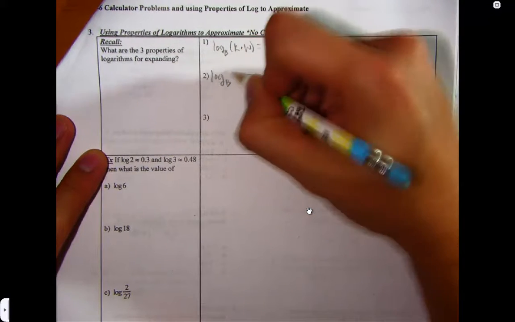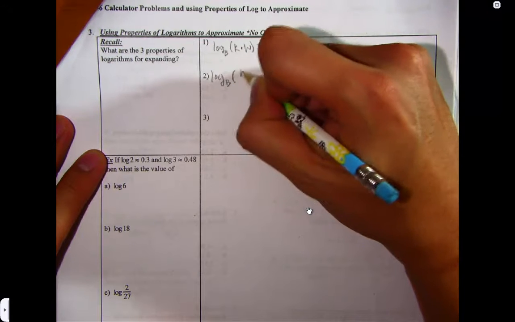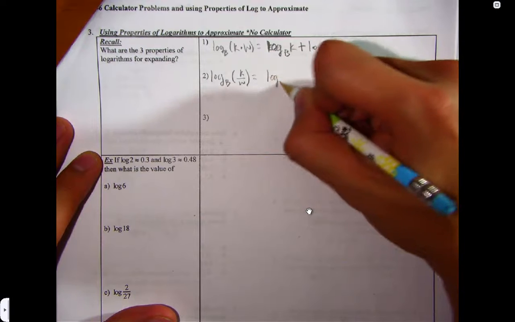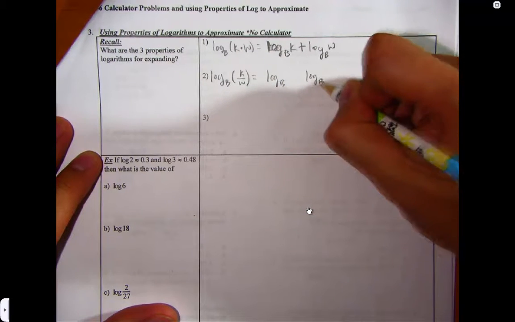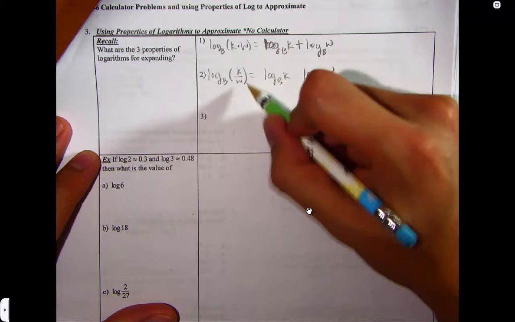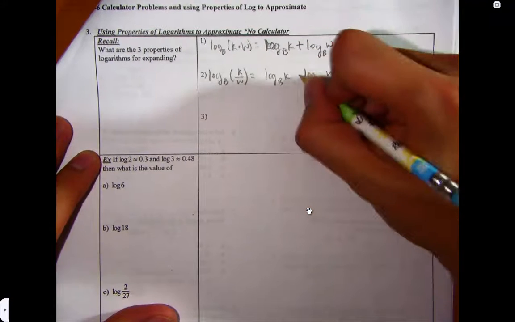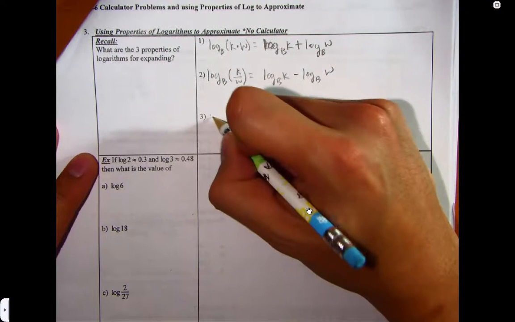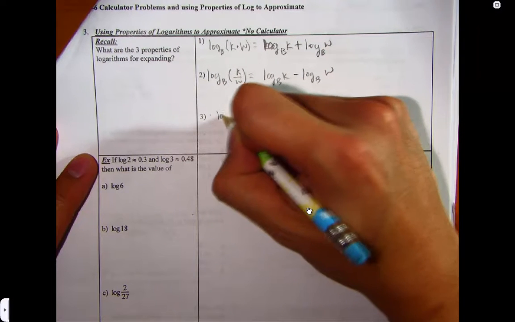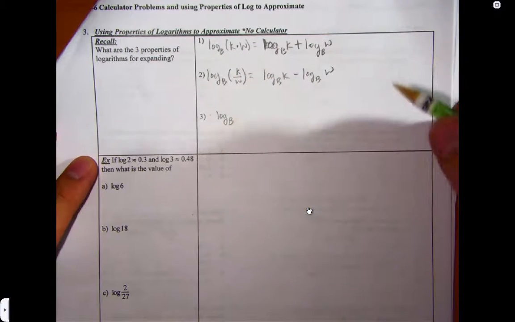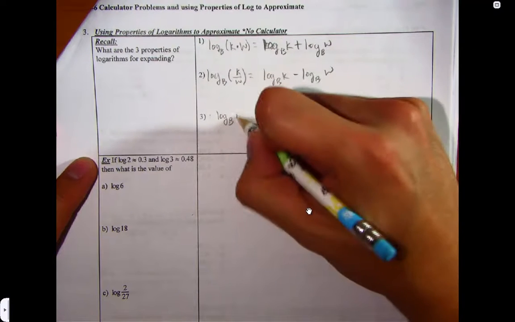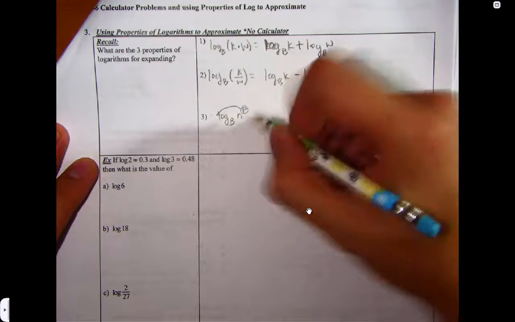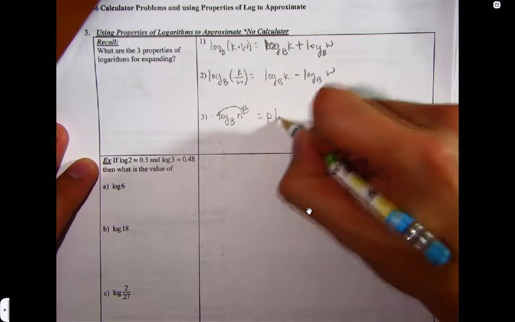Second property, if you have a log and you're dividing, when you expand this, there's two numbers, so it's going to be 2 logs of the same base, and divide means subtract, so in between the 2 logs would be a subtraction. And the last property for expanding, you can bring the power down and it becomes multiplication.